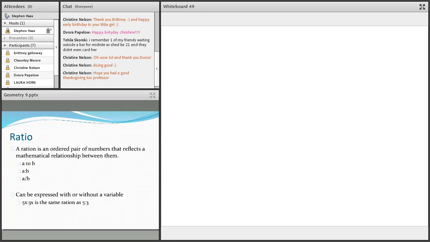A ratio means, according to the slide, an ordered pair. It should be ratio, not ration. But anyway, an ordered pair of numbers that reflects a mathematical relationship between them. A to B, A colon B, A divided by B, either way would be considered a ratio. If, for example, there is a 5-to-3 ratio of one quantity to another, say I have $5 for every $3 that you have, that of course means that if I have $50, then you have $30.